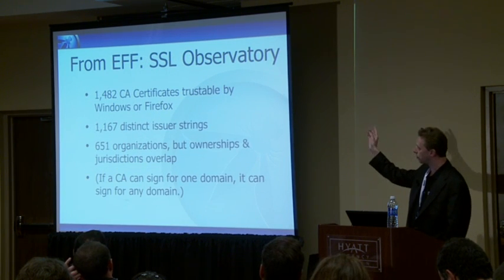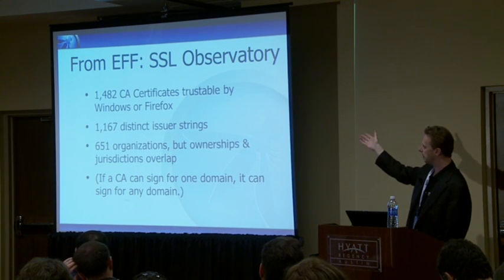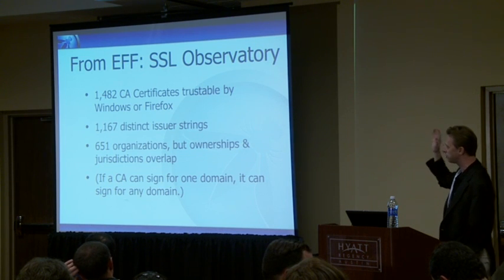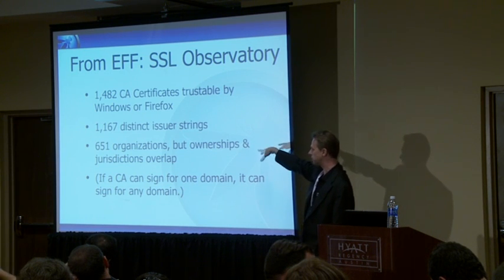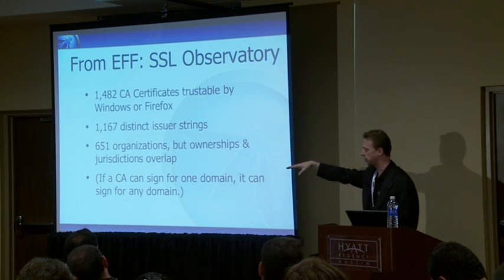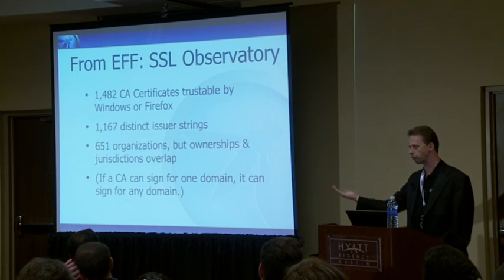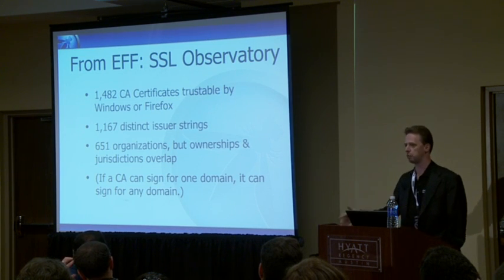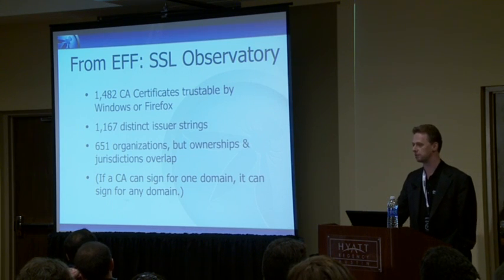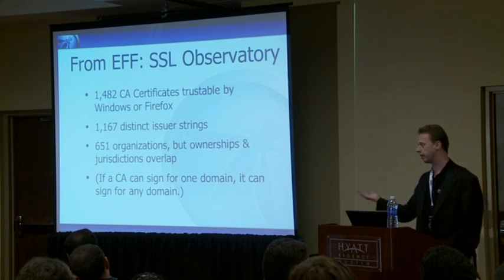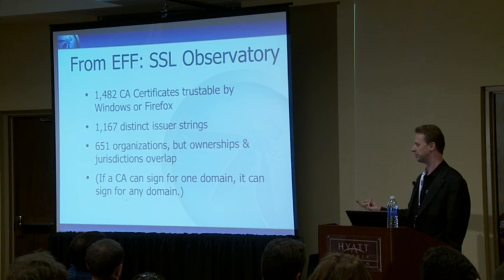Here's some more statistics. From the EFF, the Electronic Frontier Foundation, they have an SSL observatory, and they listed about 1,400 trustable certificates, from about 1,000 CA certificates, from about 1,100 distinct issuers, from about 650 organizations. So imagine one out of 650, a breach. And I think we can make an estimated guess of the probability of something like that happening. And we saw that in 2011 with two instances that people noticed. I'm not talking about the stuff we haven't seen.